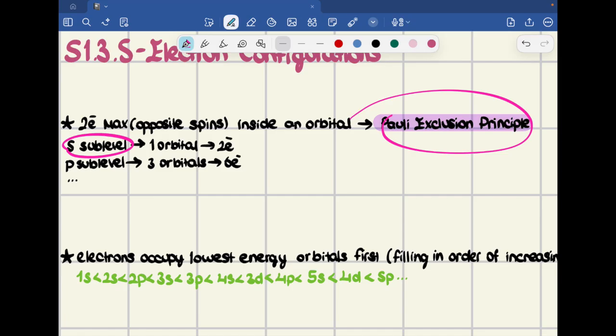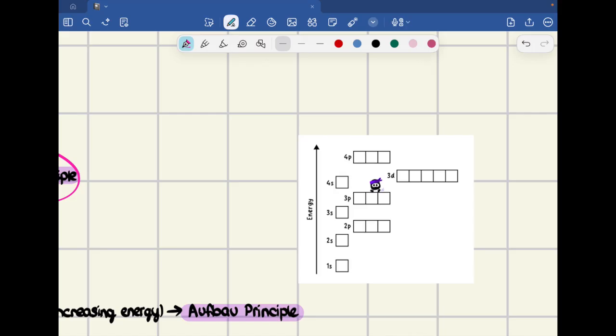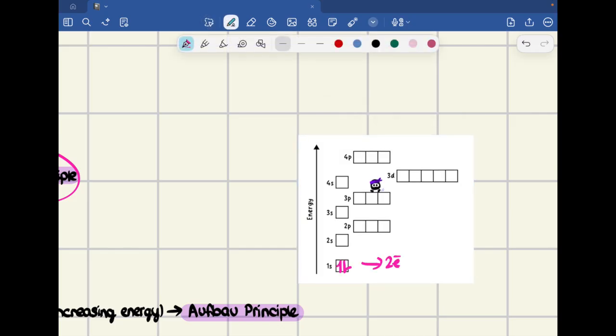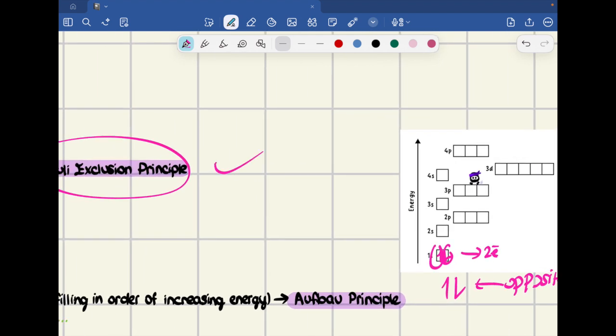In the s sublevel, we only have 1 orbital, and in this orbital, we can only have 2 electrons. This is what it looks like. Let me show it in the orbital diagram here. We have 2 electrons, and as you can see, the arrows point opposite ways. This shows how they have opposite spins, so that they don't repel each other as much. This is the Pauli exclusion principle. It states that inside an orbital, there can be a maximum of 2 electrons and they must have opposite spins.